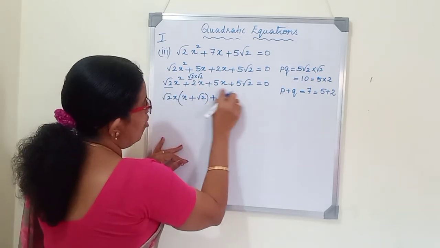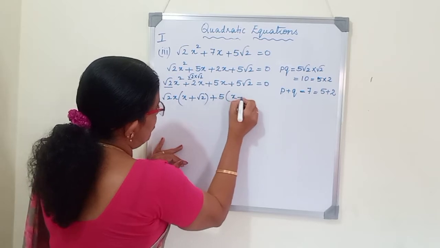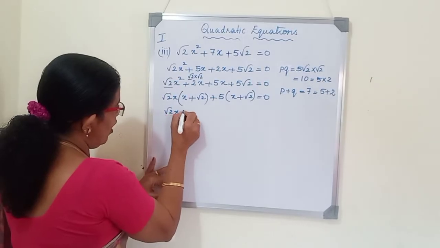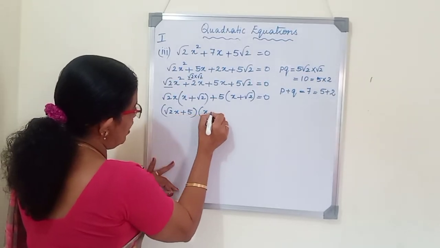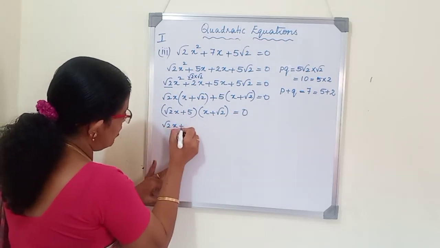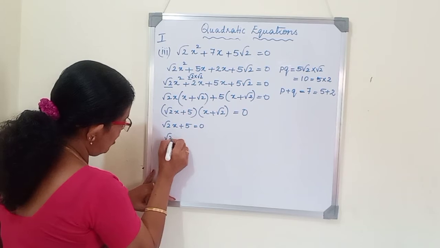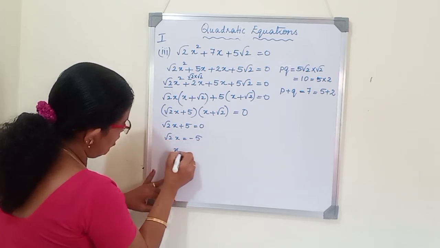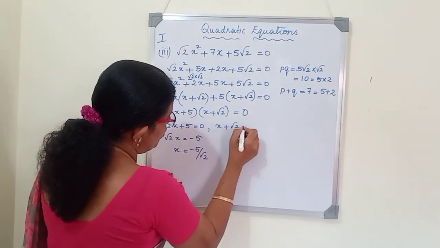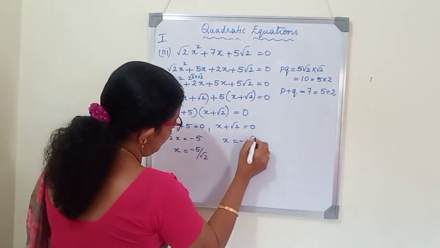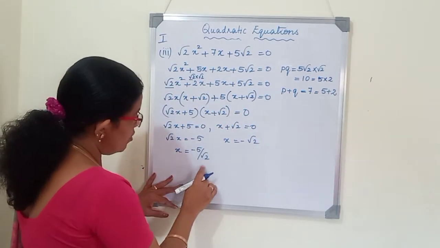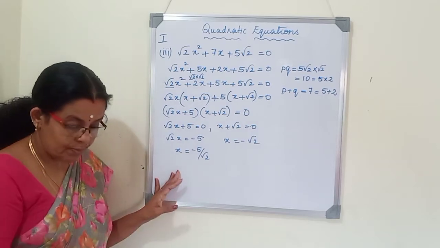Plus here the common number is 5, so x plus root 2 is equal to 0. Now root 2x plus 5 in one bracket, another bracket x plus root 2. These are the two factors. Each factor we will equate to 0. Root 2x is equal to minus 5, x is equal to minus 5 by root 2. And the second factor x plus root 2 equals 0, x equals minus root 2. Therefore, the zeros of this quadratic equation are minus root 2 and minus 5 by root 2.